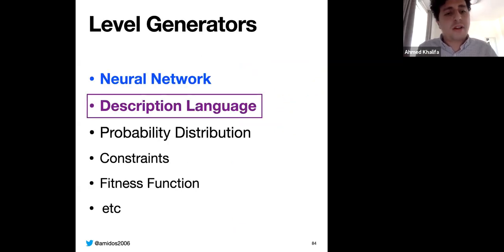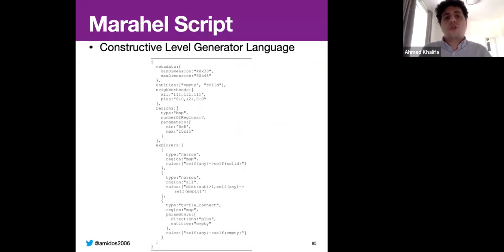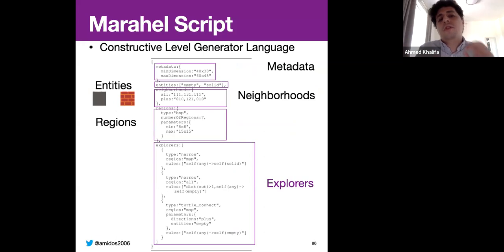The second and last part is that instead of using the neural network, we use a description language. I designed the language, and I call it Marahil, which means levels in Arabic. This language can define a level generator easily by just putting pieces together. It consists of 5 sections, which have all the information about what tiles should be in the level, how these tiles relate to each other, and whether to divide the map into several regions. And then the last part is called the explorers.